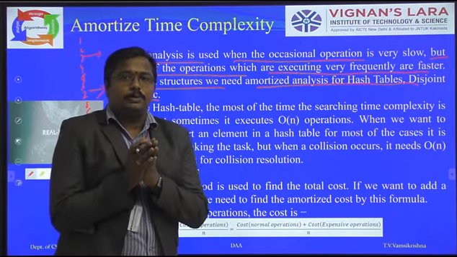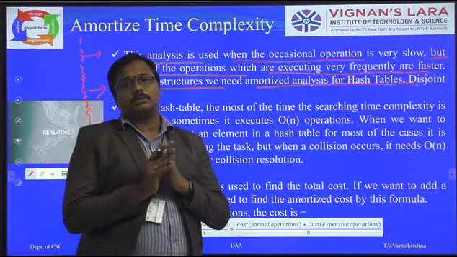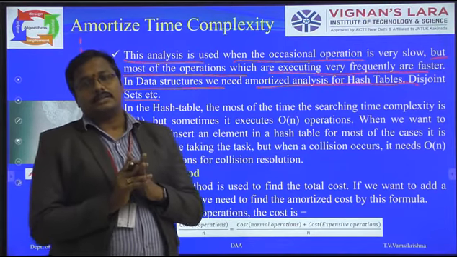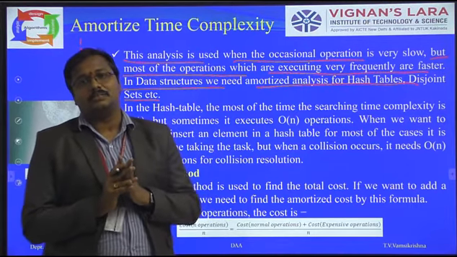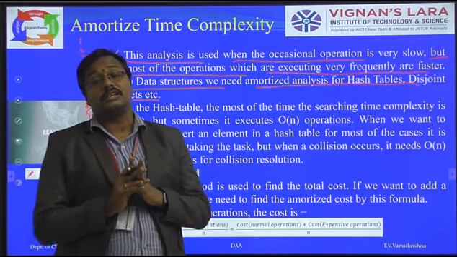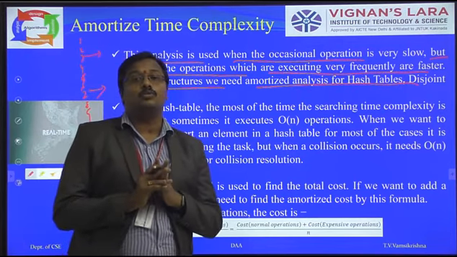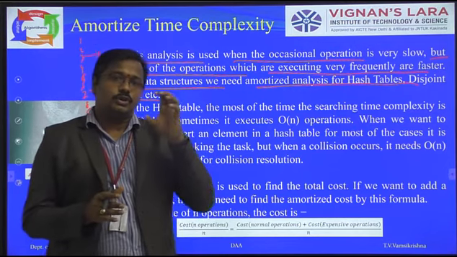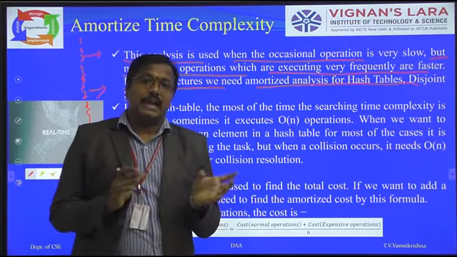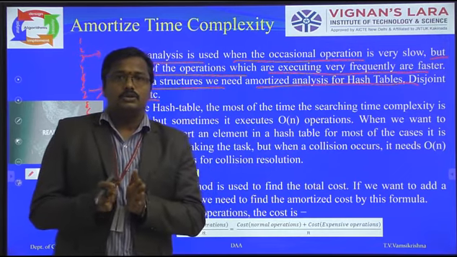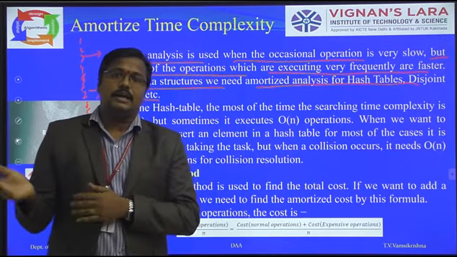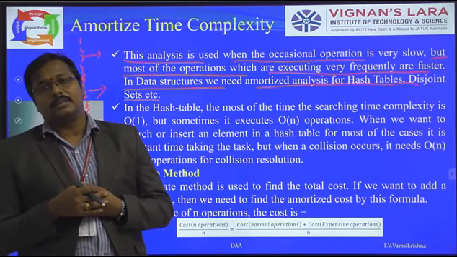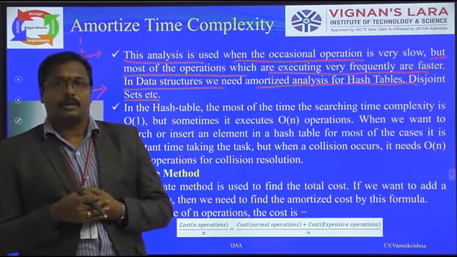We know one beautiful data structure here is hashing. We know that the search time complexity of a hash table is very, very low, a constant amount of time, that is big O of 1. Why? Because when we substitute one element into the hash function, it directly gives a key. So in the key position, the element directly exists. That's why the time complexity is big O of 1.